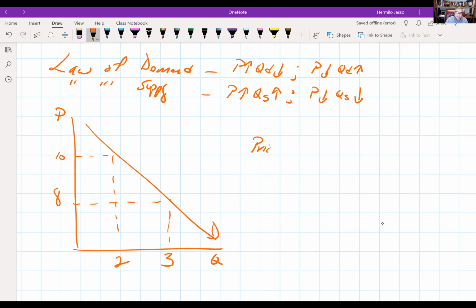Price changes quantities. In this case, a change in price changes the quantity. For example, at a price of 8, I'm buying 3, but if the price jumps to 10, I actually move this way and I'm going to buy 2 units. So there are movements on the same line. So prices make movements on the same line.